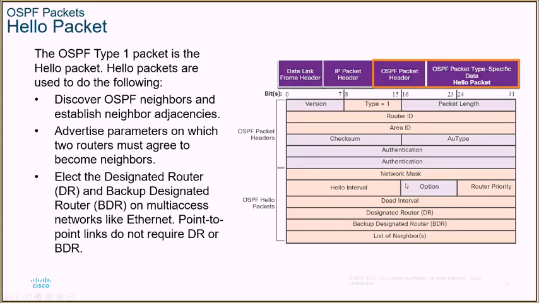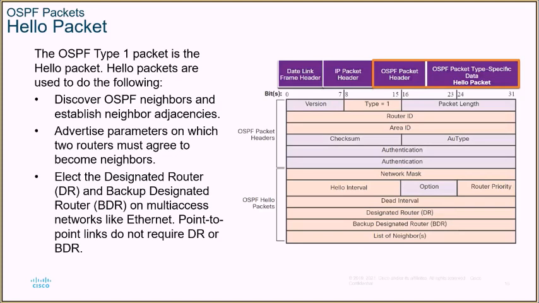The OSPF type 1 packet is the hello packet. Hello packets are used to discover OSPF neighbors and establish neighbor adjacencies. They are also used to advertise parameters on which 2 routers must agree to become neighbors, and can be used to elect the designated and backup designated router on multi-access networks like Ethernet. Point-to-point links do not require a DR or BDR.